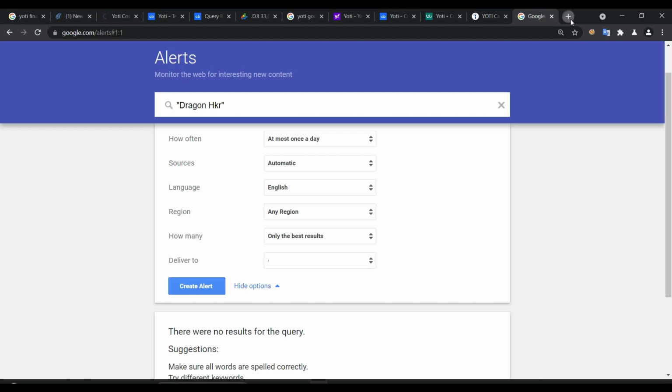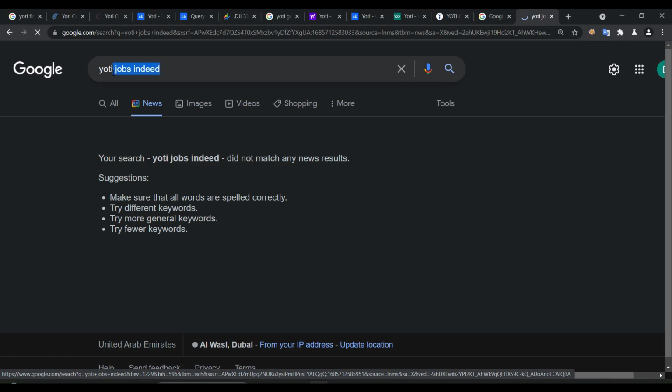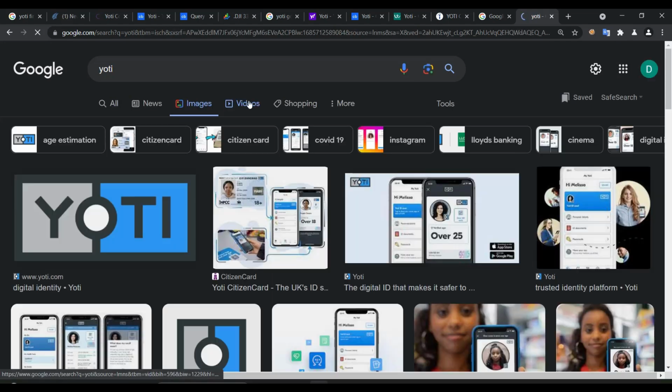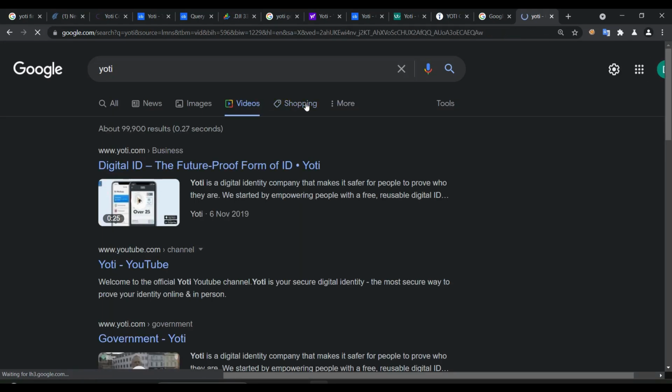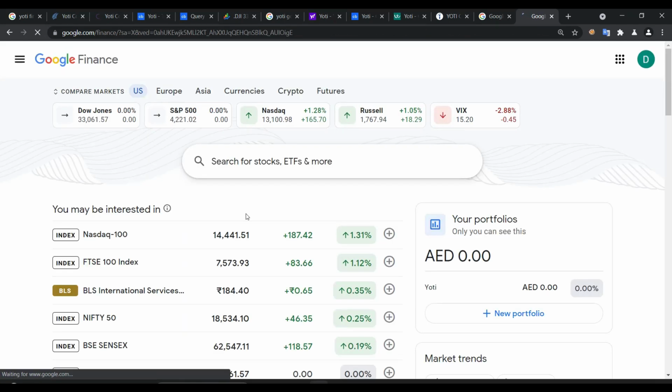Because if you look for Yoti here, you will see there is a news section. Let's hit Yoti alone. There is a news section, updated 23 hours ago, so it's being updated. There are images about them, there are videos, shopping, and more: books, flights, finance, as we saw before, Google Finance.